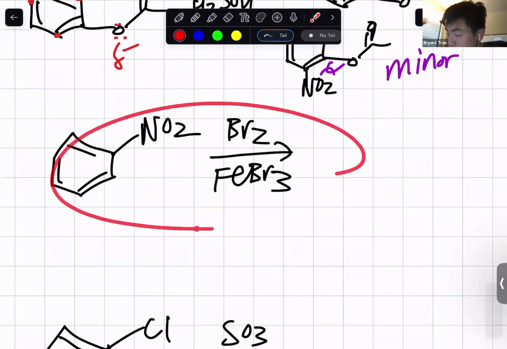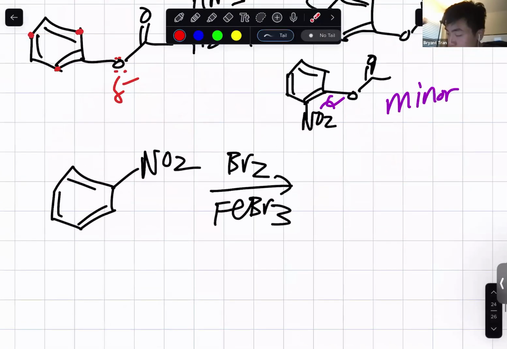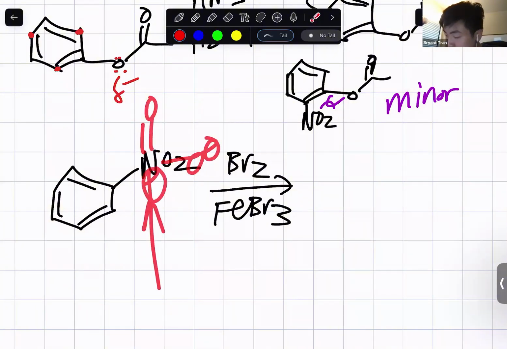Now, if we look at the second reaction here, this NO2 here would be an EWG. It's one of the strongest EWGs actually, because if you look at the expanded Lewis structures, the first atom attached to the system, which is this nitrogen here, has a full positive charge, right?